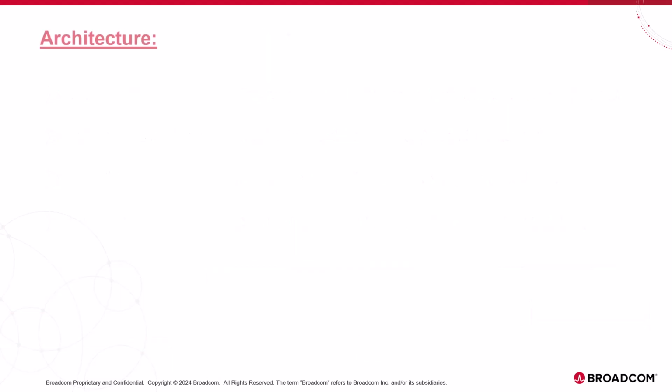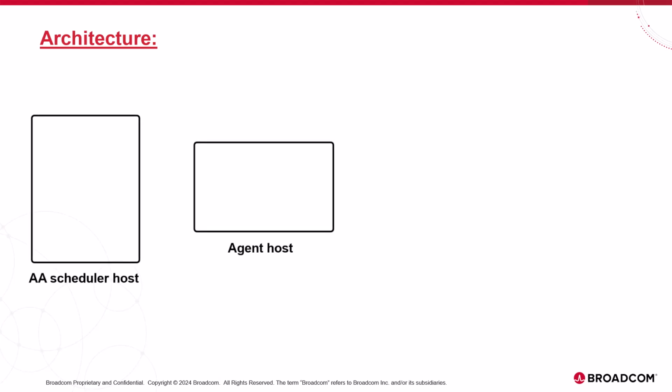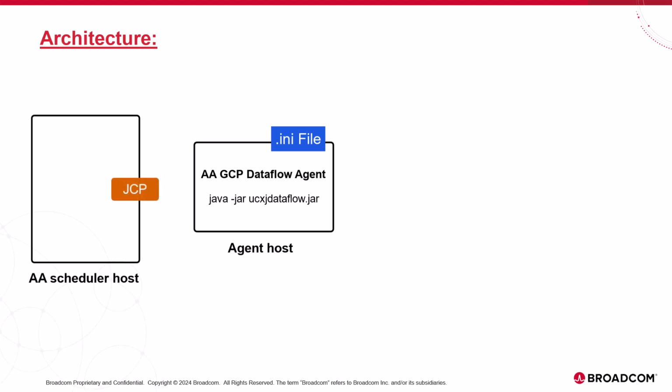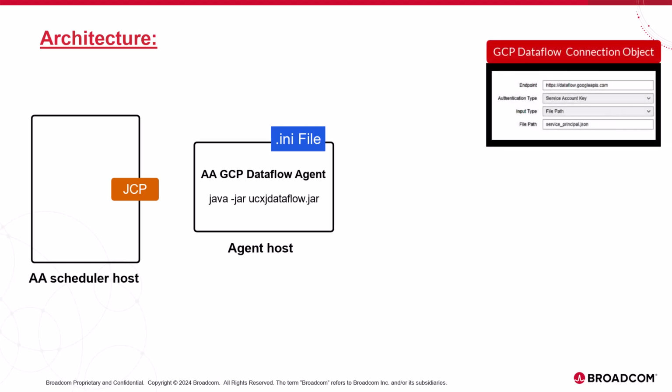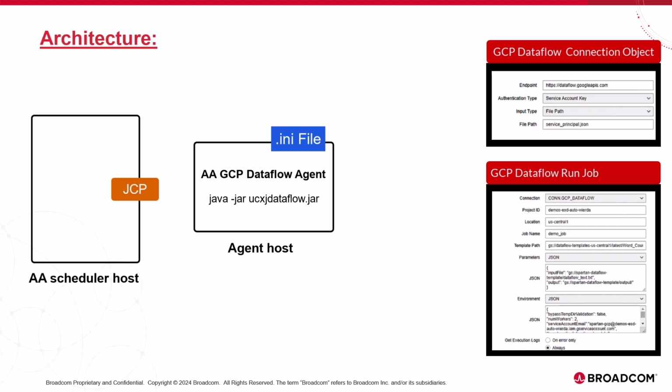A conventional architecture involves two systems, the Automic Automation host and a dedicated system for the agent. The agent is configured with a simple INI file containing standard values: system, agent name, connection, and TLS. When we start the agent, it connects to the engine and it adds two new objects to the repository: a connection object to store the GCP Dataflow endpoint and login data, and a job template designed to trigger run jobs.